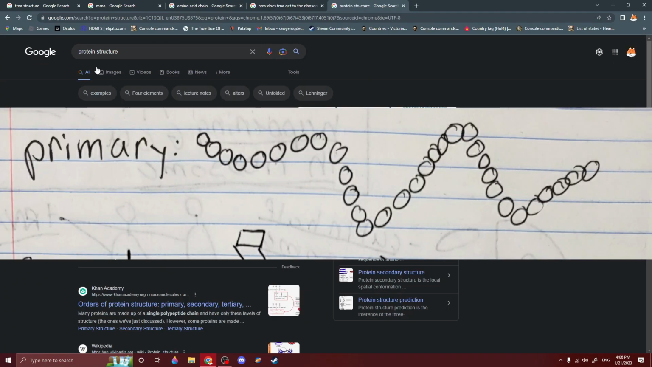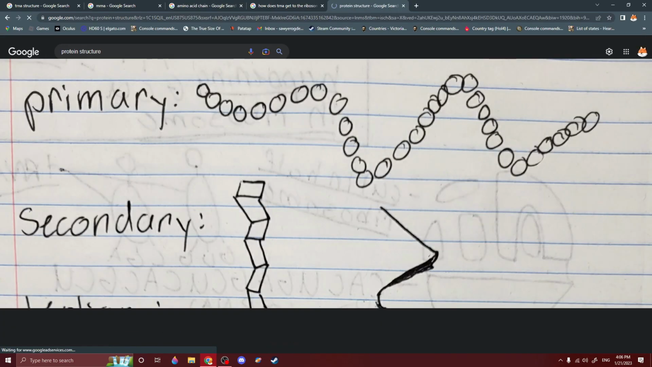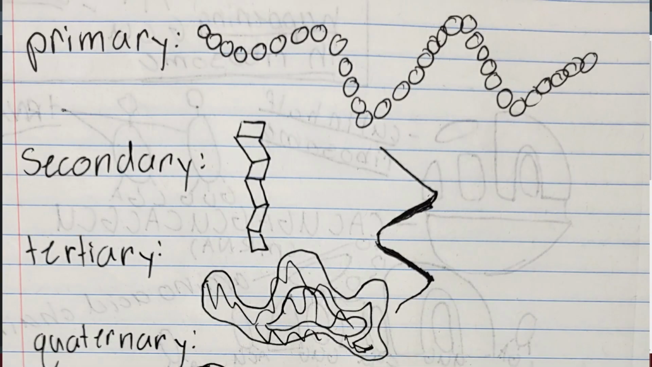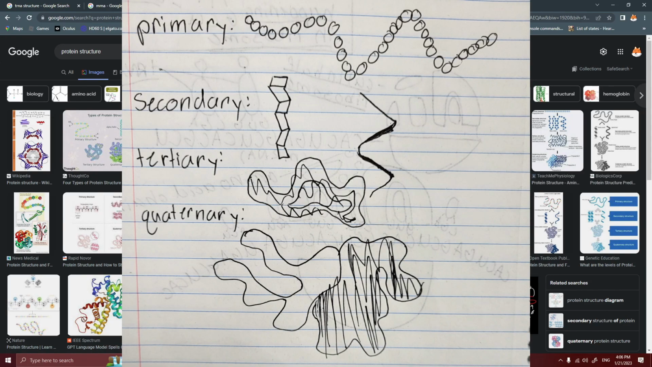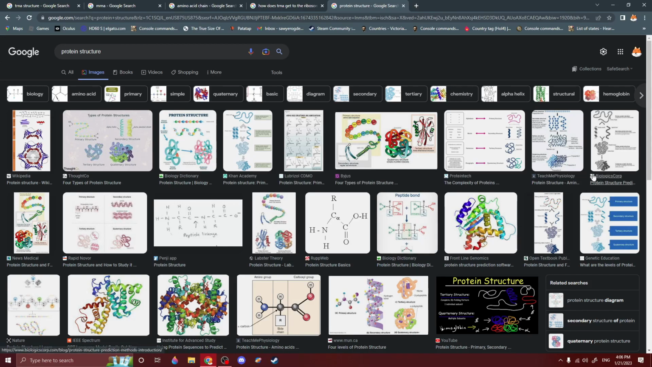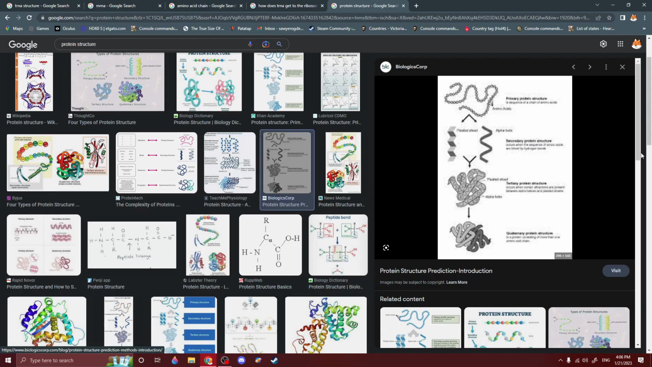There is primary, secondary, tertiary, and quaternary. Wow, look at that. Oh no. Pretty epic. And that's actually it.